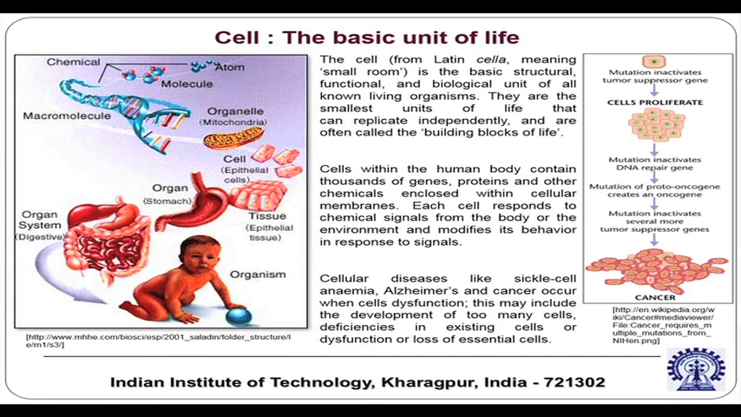Now, cells within the human body contain thousands of genes, proteins and other chemicals enclosed within the cellular membranes, and each cell responds to the chemical signals from the body or the environment and modifies its behavior in response to the signals. Cellular diseases like sickle cell anemia, Alzheimer's disease and cancer occur when cells dysfunction. This may include the development of too many cells, deficiencies in existing cells or dysfunction or loss of essential cells.